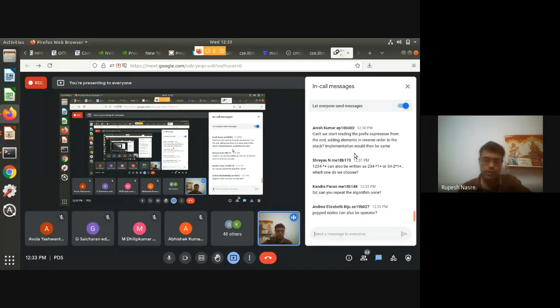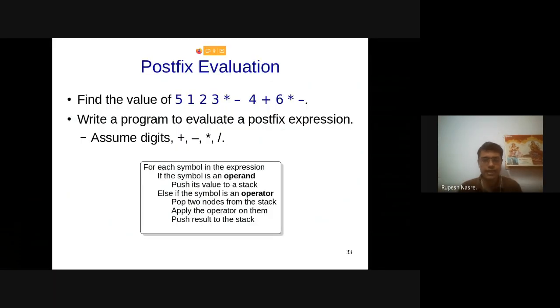Popped nodes can also be an operator. Well, we just discussed that that is not going to be possible, right? But yeah, I understand what you are saying. So the argument here is that if it is a valid expression, then this algorithm is correct. If the expression is not valid, this algorithm is not checking for validity, and therefore, for example, the valid expression could be a suffix of an invalid expression.